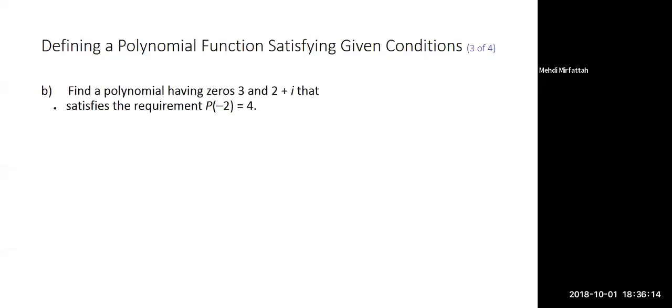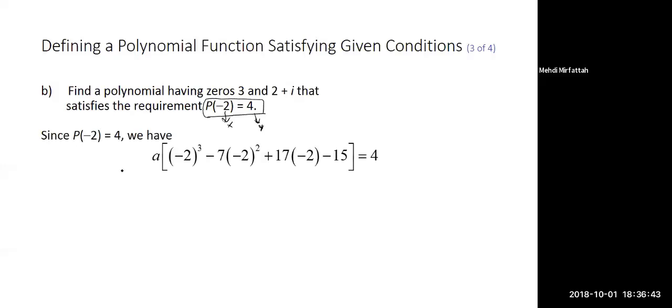For part B, it says find a polynomial having zeros 0, 3, and 2 plus i that satisfies this condition. This condition would help you to find that a, got it in the general form. So it means if x is equal to negative 2, y is equal to 4.